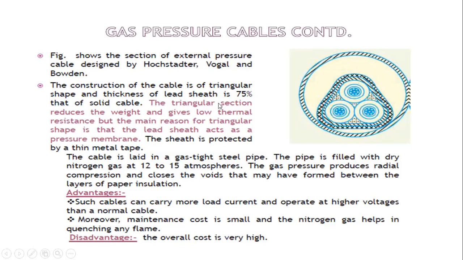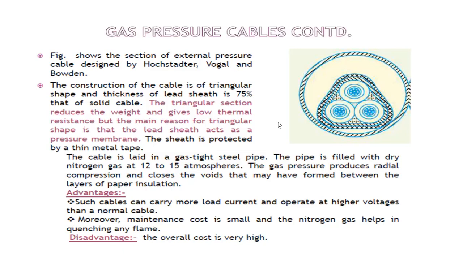The triangular section reduces the weight and gives low thermal resistance. Why? Because by using this triangular shaped gas tube we are reducing the weight of the cable, and it gives low thermal resistance. By using this cable, the thermal resistance is also reduced. But the main reason for the triangular shape is that the lead sheet acts as a pressure member.